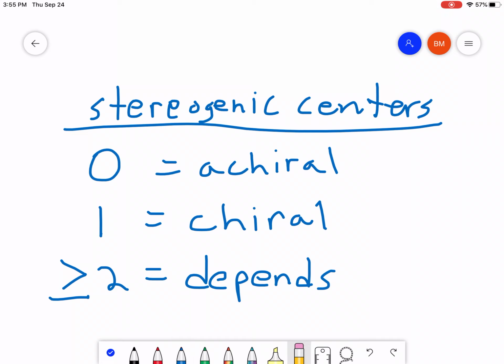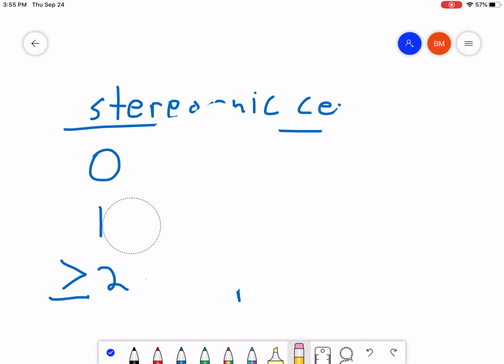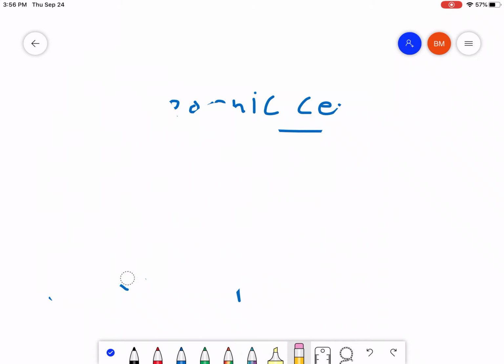Okay? So there's a couple of problems in the early part of the book, early part of the chapter, where they'll give you some practice problems and you're looking for stereogenic centers and also looking for chirality. Work through those. They're good practice. If you have any questions on them, let me know.